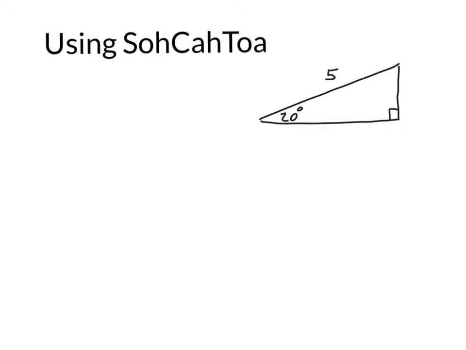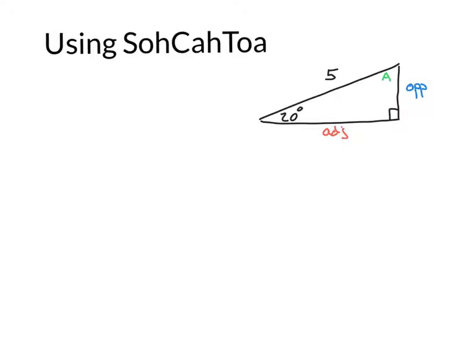So what I can do with SohCahToa is figure out the length of the adjacent side. This is the adjacent side of the triangle because it's the side right next to the angle 20 degrees, but it's not the hypotenuse. I can determine the length of my opposite side, which is over here. And I can figure out what this angle measure here is, which I will call capital A.